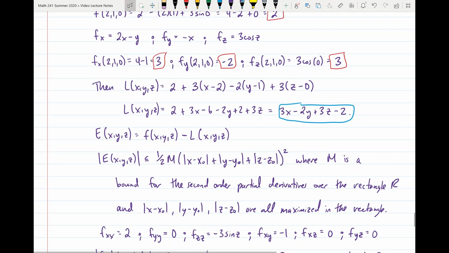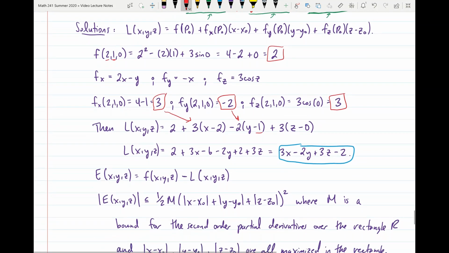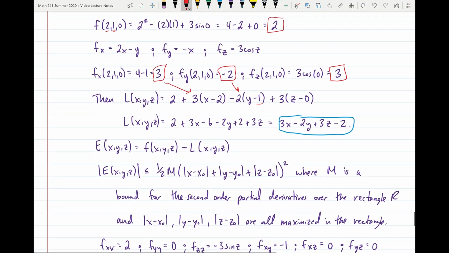Now we can take these values and plug them back into our expression for L of x, y, z. So I'll pull that up here. L of x, y, z will then equal 2 plus 3 times x minus 2. The 3 is coming from here, and this minus 2 is coming from the x-coordinate of our point. Then we have minus 2 times y minus 1. Again, the minus 2 is coming from here, and the minus 1 is coming from our point up here, plus 3 times z minus 0, where the coefficient there is coming from the same place.